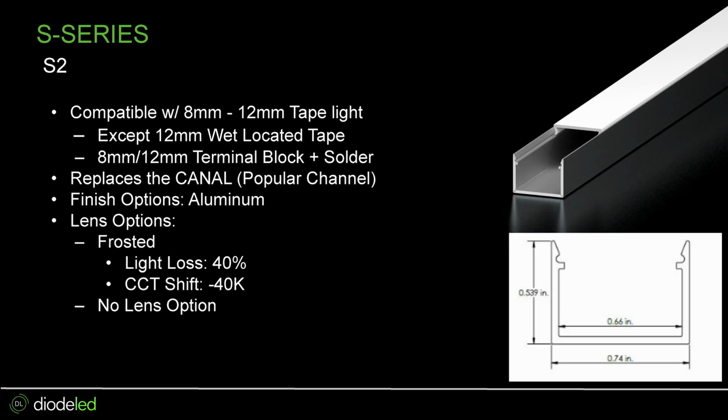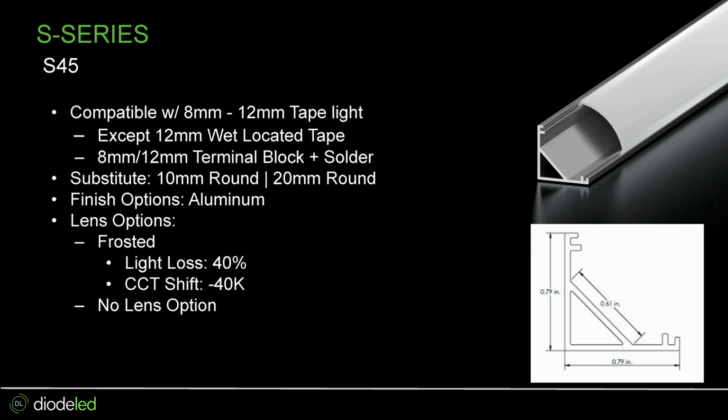We have the S2. It's a little bit larger. The lens is a little bit farther away from the tape light. For all of those people out there in the country who use the Canal, which was a legacy channel for years, it is almost the exact same form factor as the Canal, but without that opal lens that gives you that pink shift. And then we also have the S45.